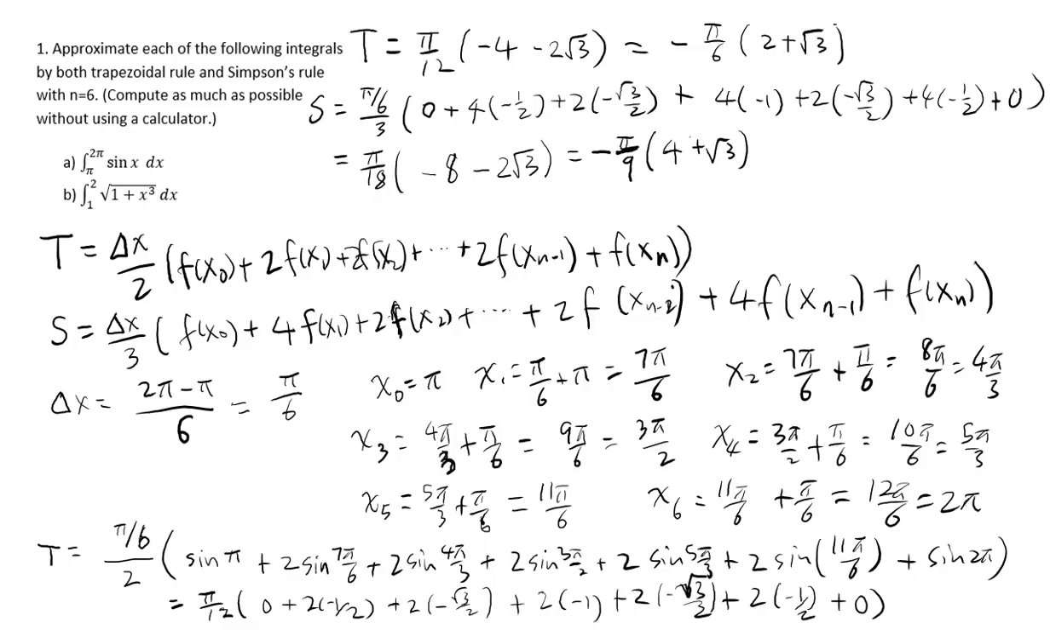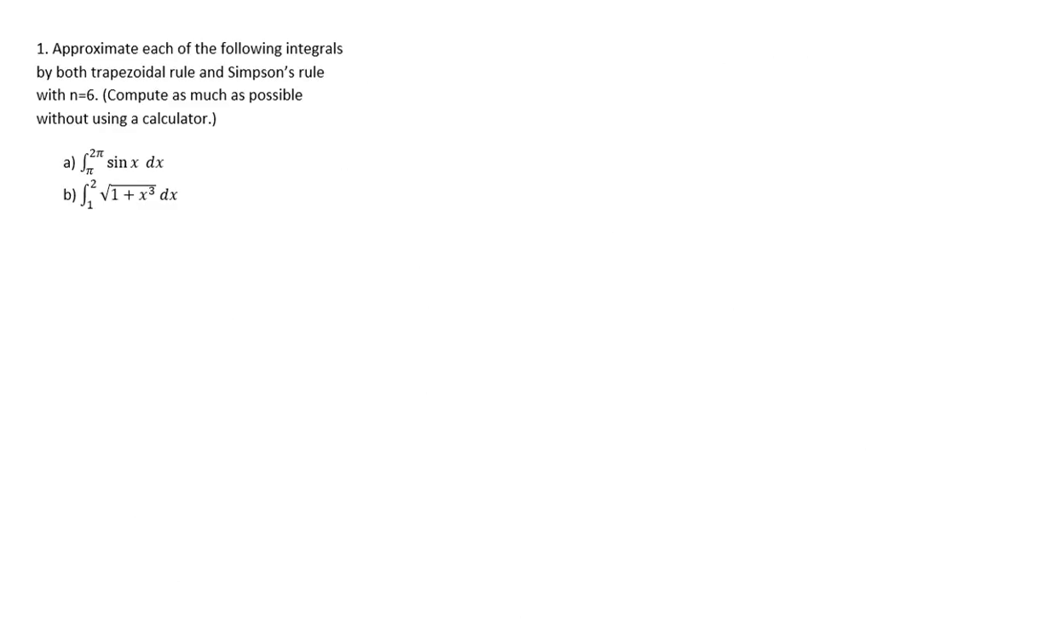Okay. Now, which one of these is the better approximation? Simpson's rule usually gives you the better approximation, except for very rare cases. So when it comes to using this integral for approximating area and stuff, usually engineers would use Simpson's rule. Let's move on to the second one.